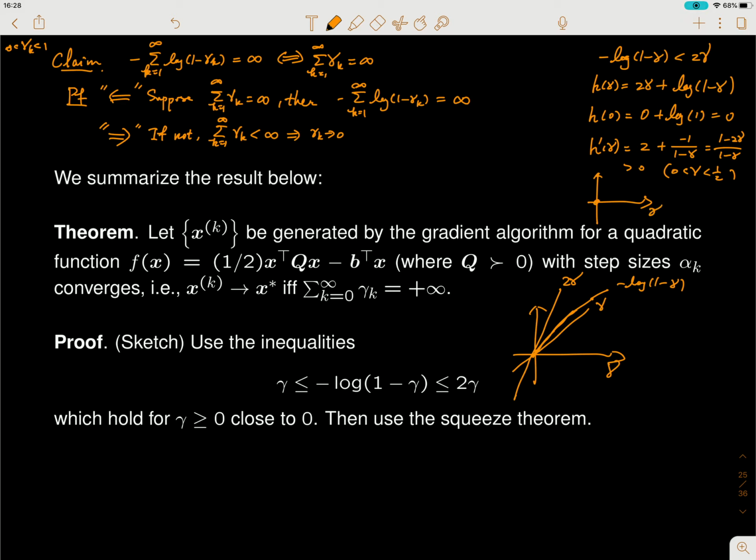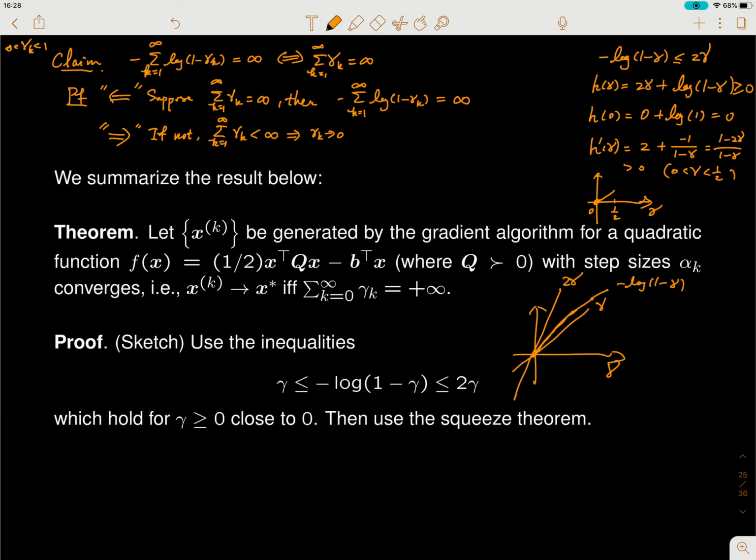I know that when gamma is equal to 0, h(gamma) is 0. So it's starting from the origin, and the derivative is positive. At least up to 1/2, the derivative is still positive. So that means it's still growing. And it's growing means that h of gamma is positive over this interval. And that means this is positive over that interval.